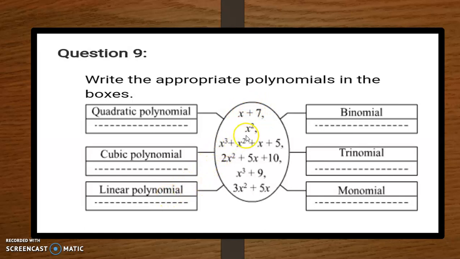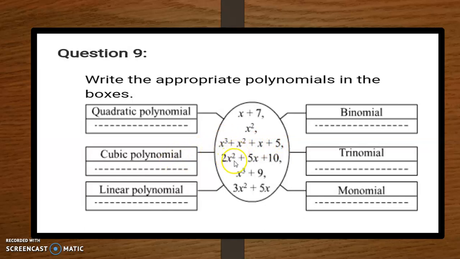Same way if you see x square, it has only 1 term. So it is a monomial. The highest index is 2, so the degree is 2. Therefore it will go in quadratic polynomial. x cube plus x square plus x plus 5. Here the highest index is 3, so the degree is 3. Therefore this will go in cubic polynomial.